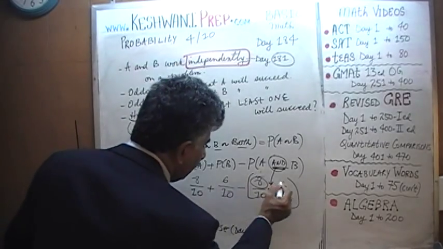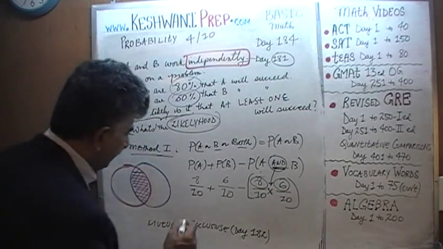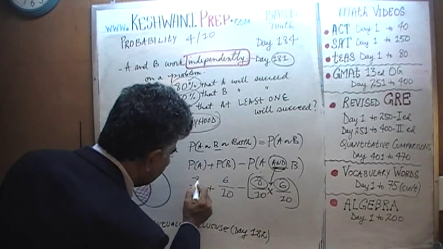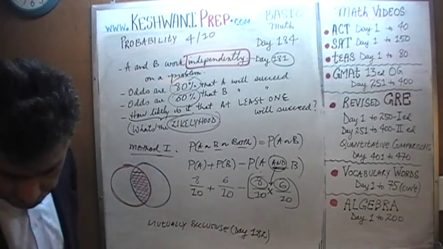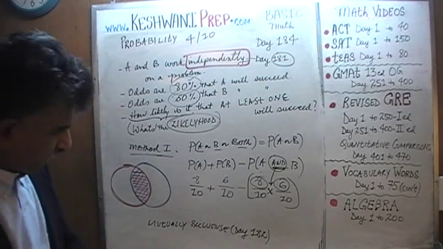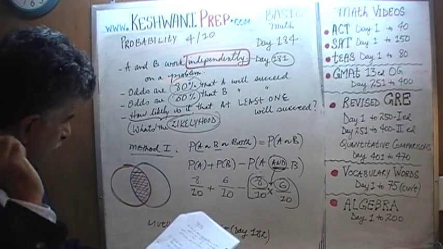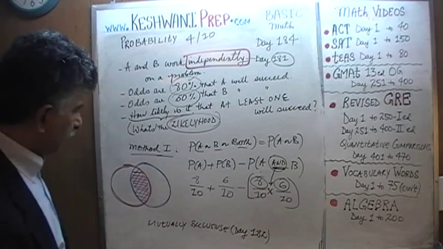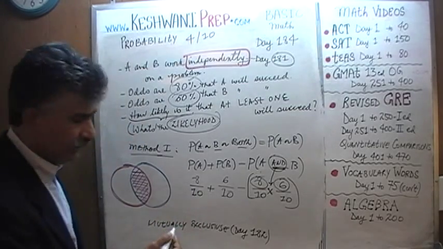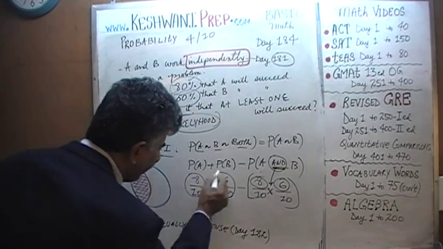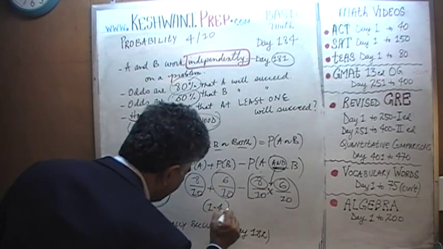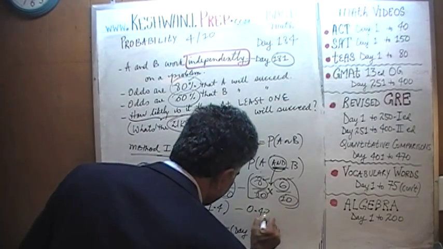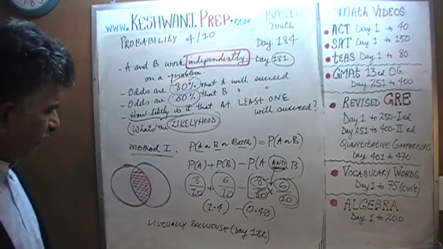So 8 times 6 is 48, so we'll have 48. This is 0.8, I'm just going to put it in decimal, it'll be easier. This is 0.8, 0.6, that is 1.4 minus 8 times 6 over 100 is just 0.48. Instead of doing the common denominator and so forth, let's just do it.